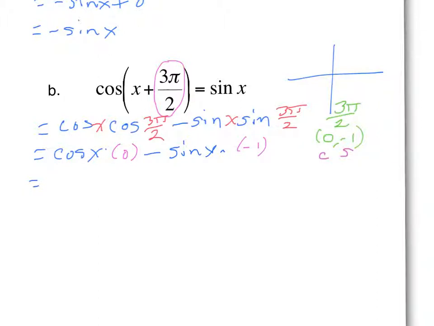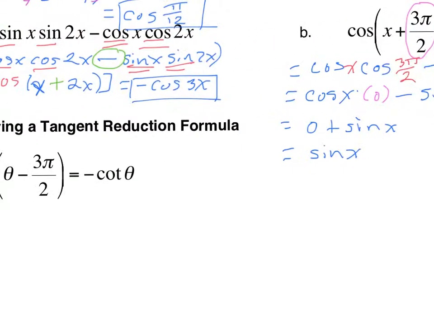And, following your math, if I take cosine times 0, I have 0. And then if I take negative sine of x times negative 1, that negative sine of x changes to a positive sine of x, so I end up with a plus sine of x. And if you add those two together, I get just the sine of x. And isn't that the same as what's on the right side? So there's your goal.